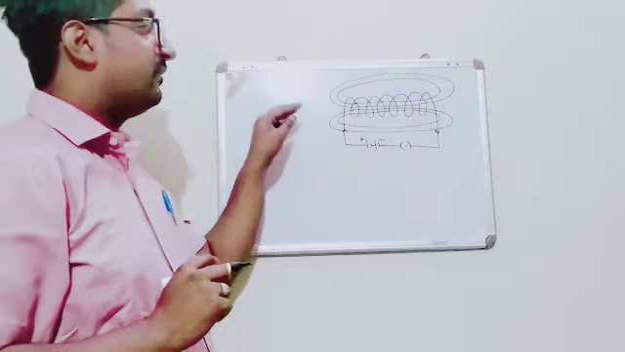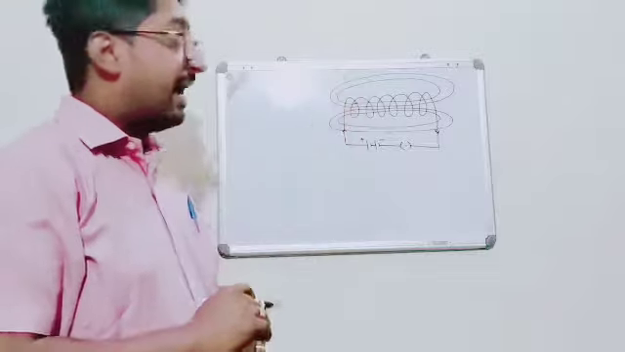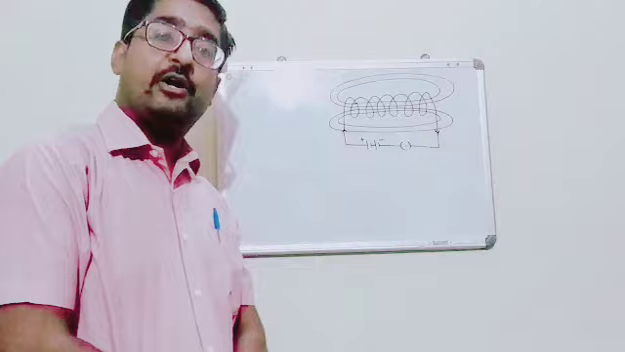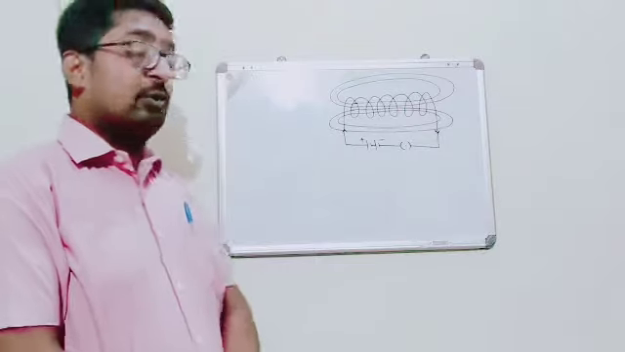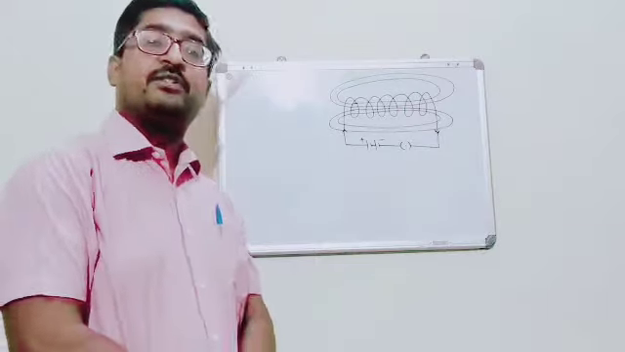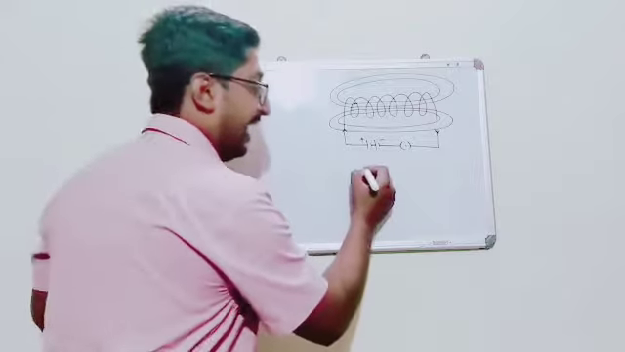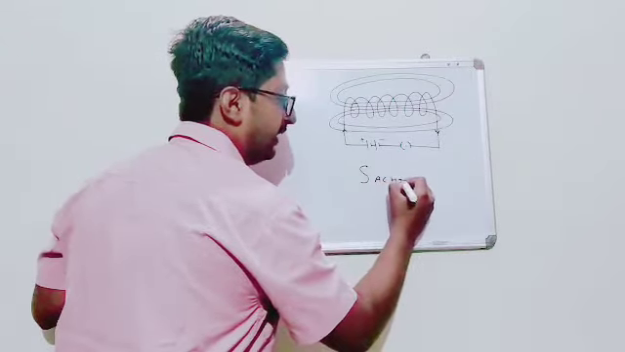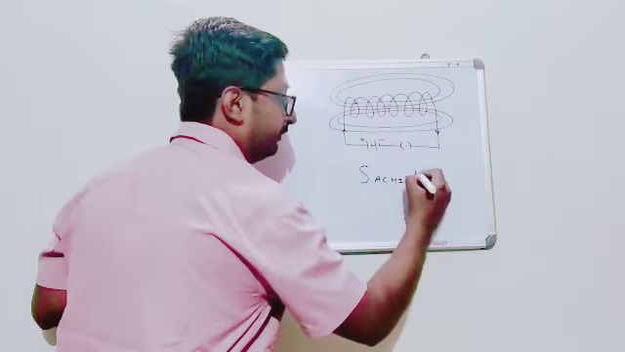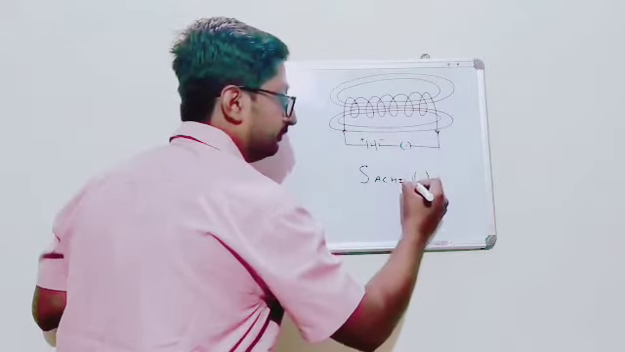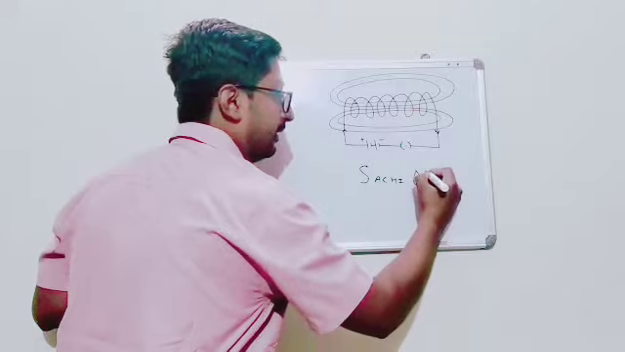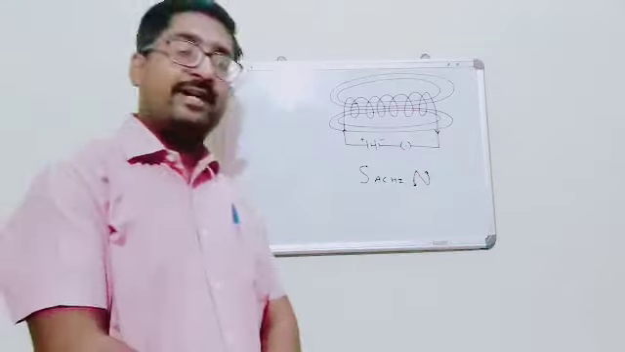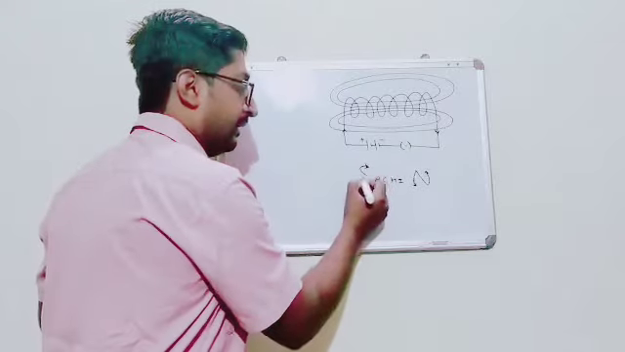These magnetic field lines flowing around the solenoid, and the direction of these magnetic field lines can be determined by a rule. The name of the rule is, as my name, Sachin rule. S-A-C-H-I and N. This rule I relate to my name like this.